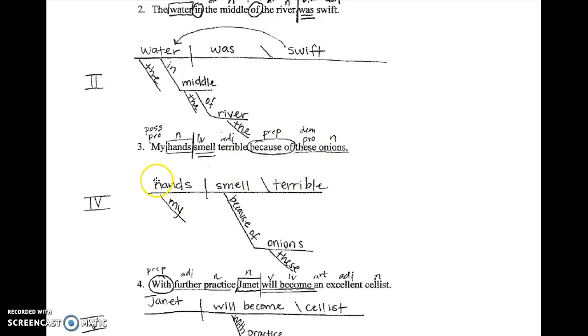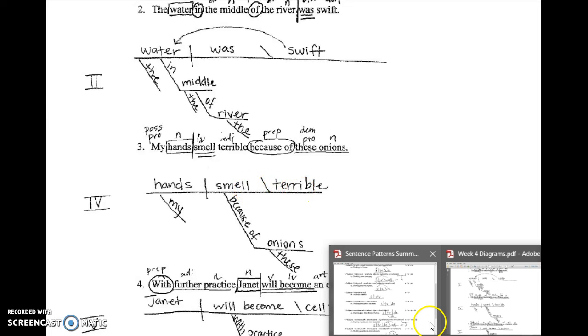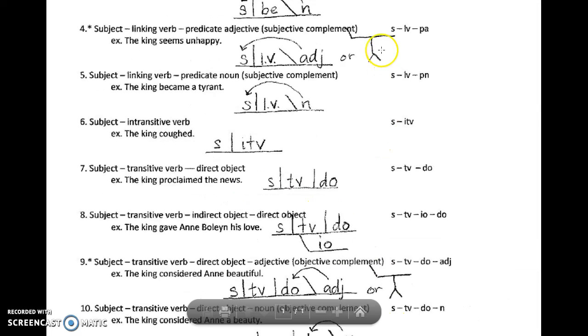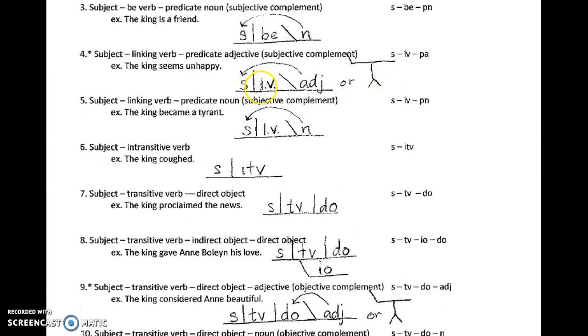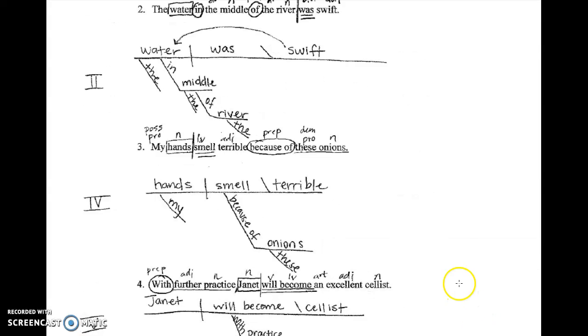So we have our subject hands with the possessive, our linking verb is smell, and then the adjective is terrible with the preposition below it. So if we look here, we have subject, linking verb, adjective. We go back to our sheet, and we see subject, linking verb, adjective, so that puts it as sentence pattern number 4.